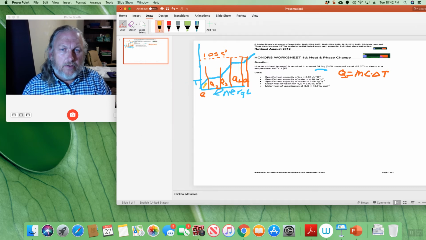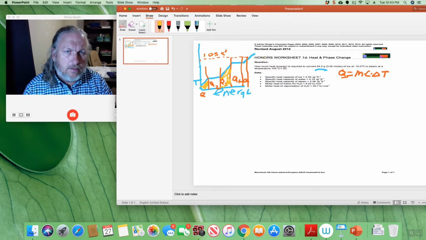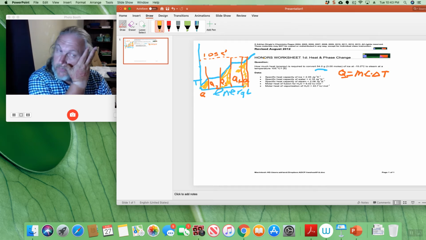So you're right here at Q1. All right, here in this area right here, where are we at? There we are. All right, in Q3, we can use QMCAT. And then this little area, where are we at? Right here, where we go from 100 to 105 F or C. So we can use QMCAT.